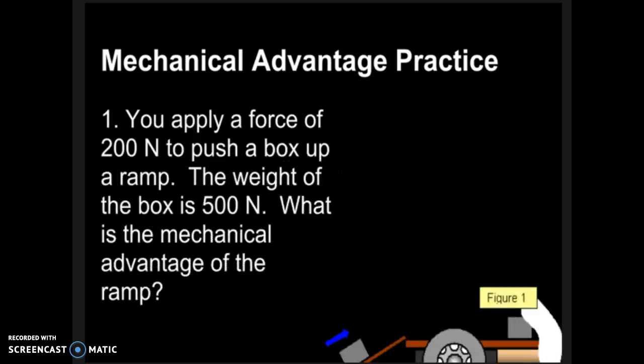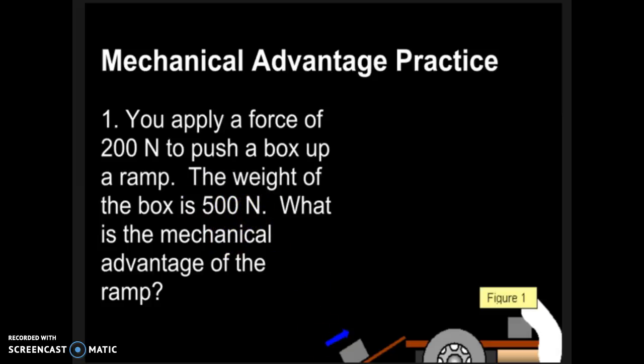Now, let's look at a practice problem. You apply a force of 200 newtons to push a box up a ramp. The weight of the box here is 500 newtons. What is the mechanical advantage? First we need to pick out which force is our effort force and which force is the resistance force. If you apply it, that's going to be your effort force. That's what you do. The resistance force is going to be the force that you can't do by yourself.